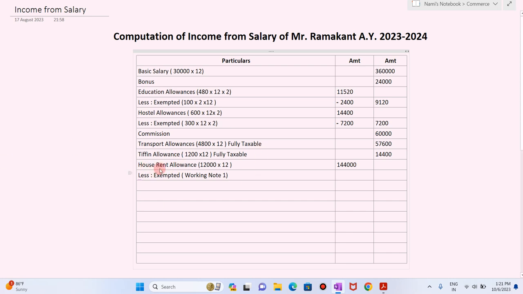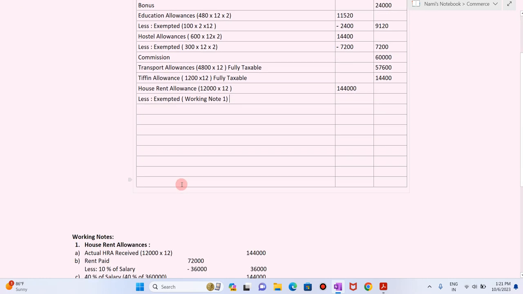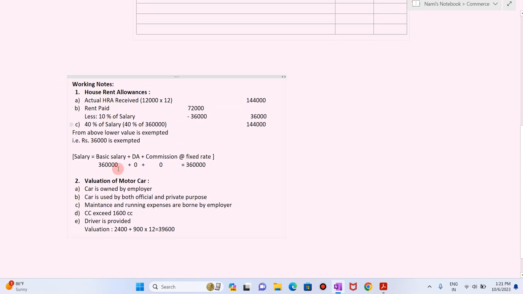Okay, now see house rent allowances 12,000 per month. Total is how much? 1,44,000 less exempted. Now see here in the working note. Now how to do the calculation of house rent allowances? You have to follow the 3 steps, and from these 3 steps, whichever is the lower value, that value will be exempted from the tax.